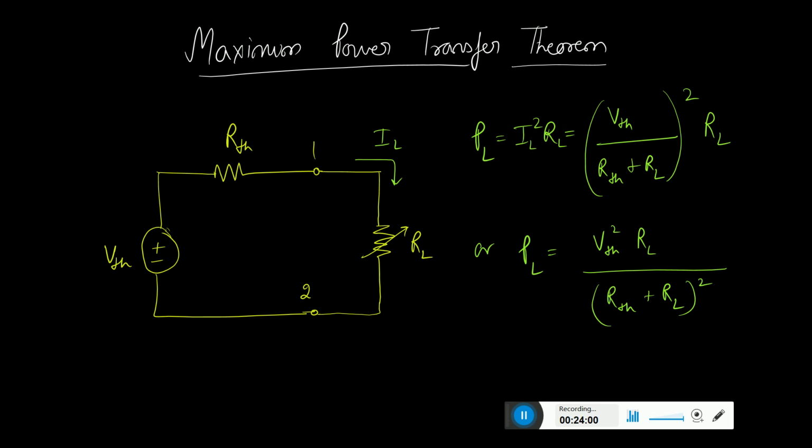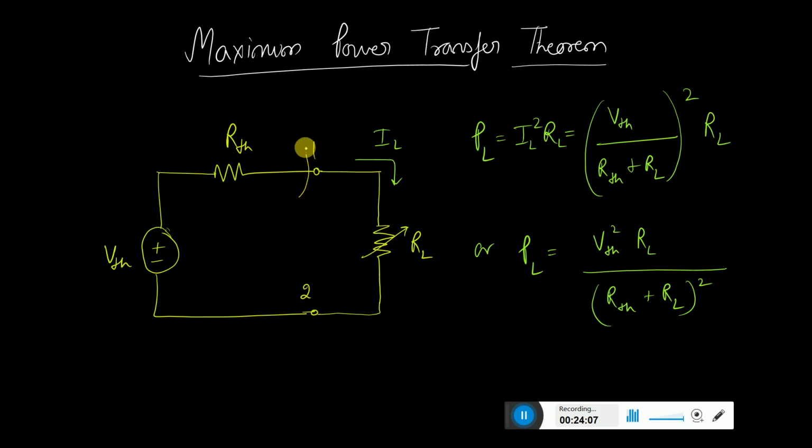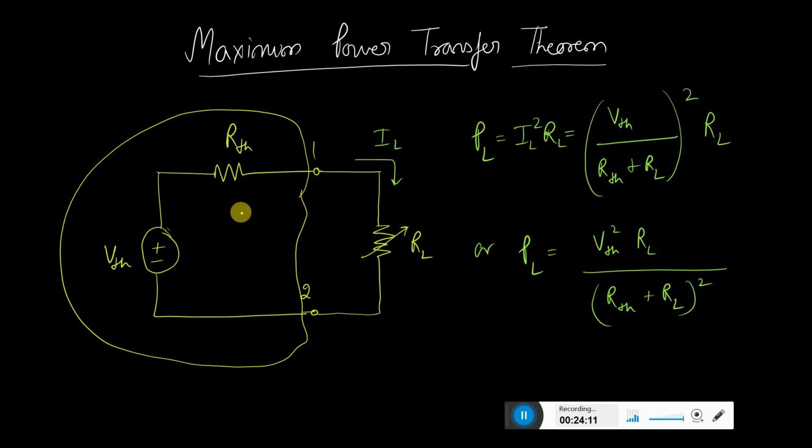It means that suppose a network is there, right? This is a network, and that network you have now beautifully converted into a Thevenin voltage and Thevenin resistance. Now the load is connected. Now the question arises: what should be the value of the load so that the power transfer is maximum?